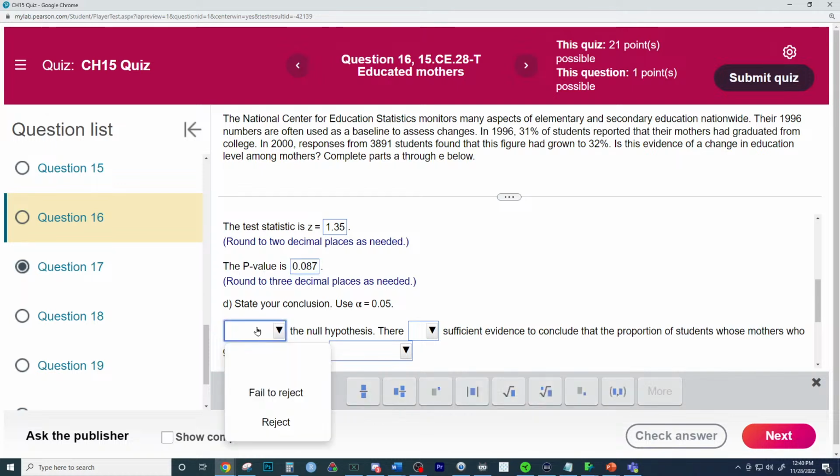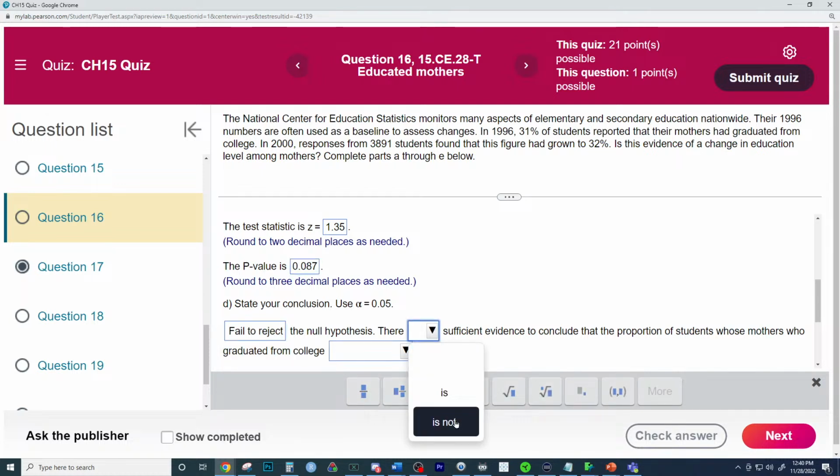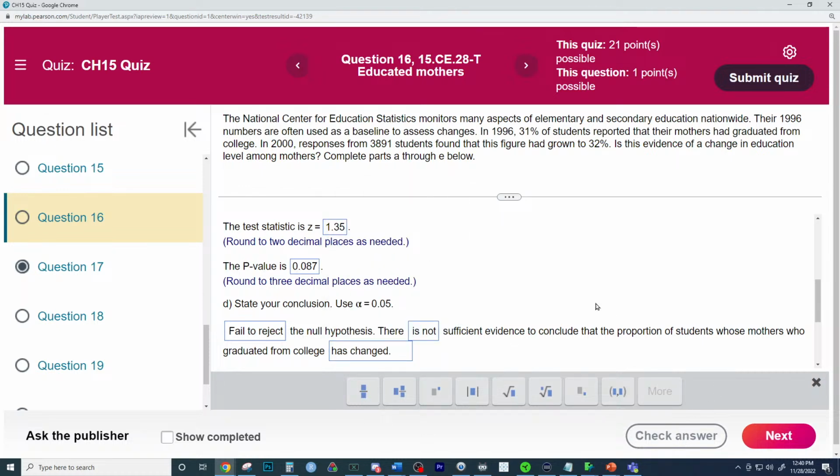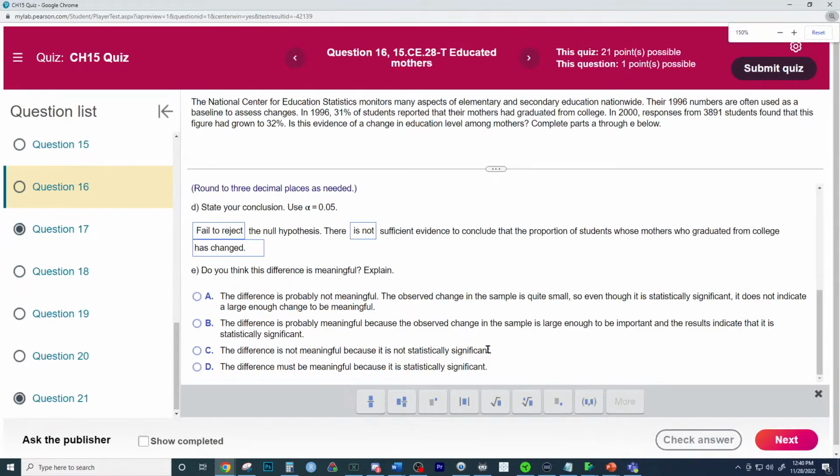State your conclusion. I fail to reject. There is not evidence that it has changed. Check answer. Wait, what? Oh, the difference. Wait, we didn't reject. It's going to be weird here. Let's find out. Let's go to David M. Lane and see if I got it right.